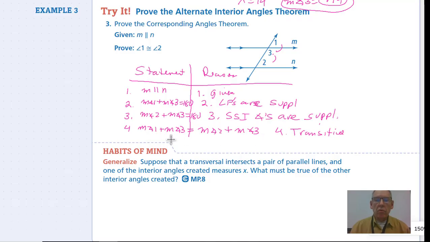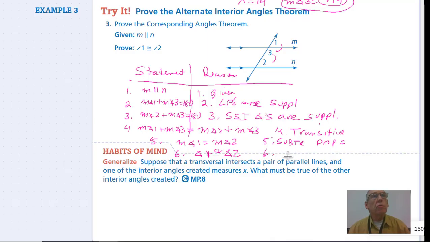And take away measure of angle 3 from both sides. We got measure angle 1 equals measure angle 2. And then that would be subtraction property of equality. And then for step 6, angle 1 is congruent to angle 2, and that would be definition of congruent.